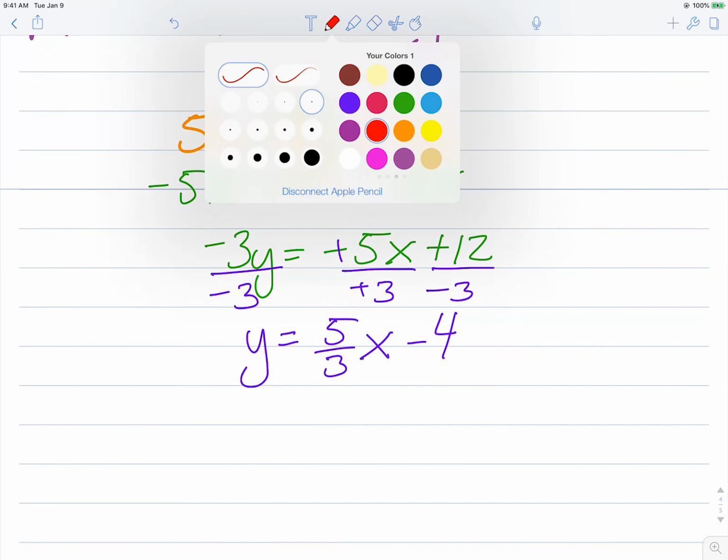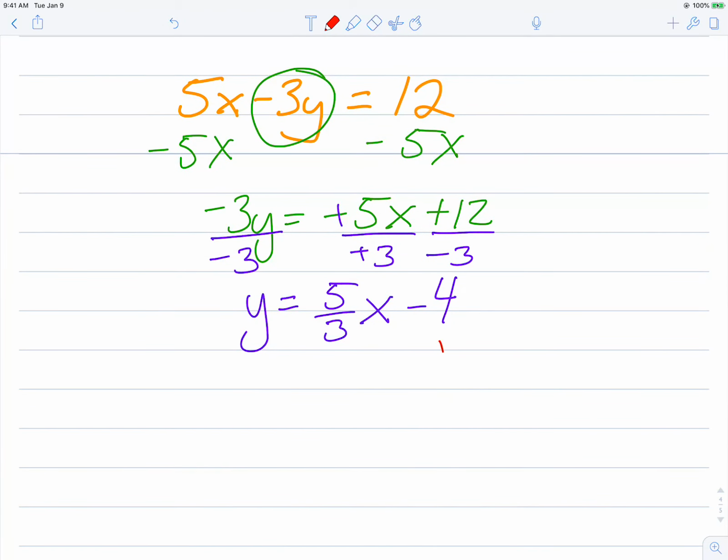And then, since I have isolated it for y, if I wanted to graph it, I have my y-intercept right there, and I have my slope.